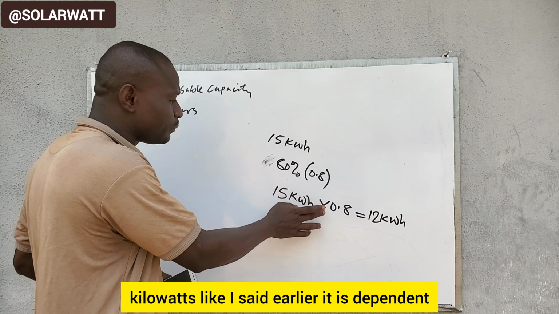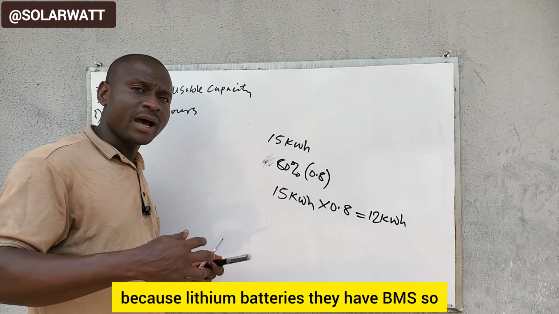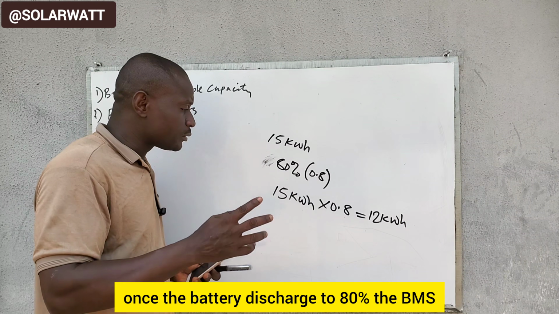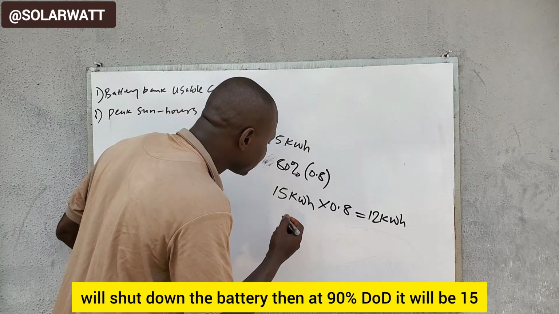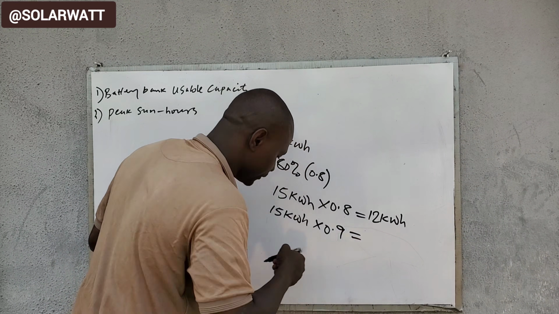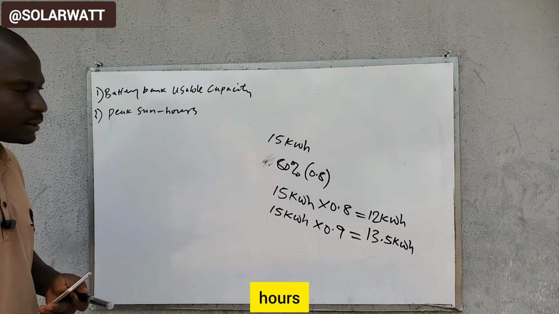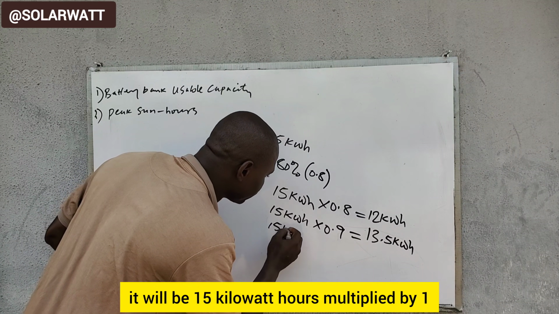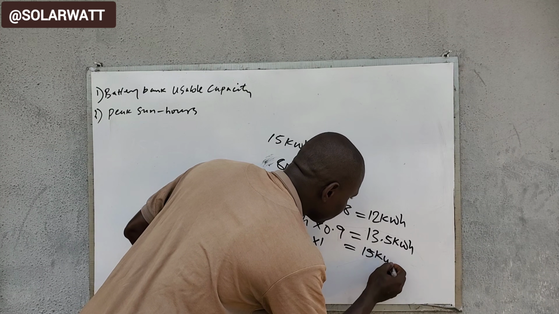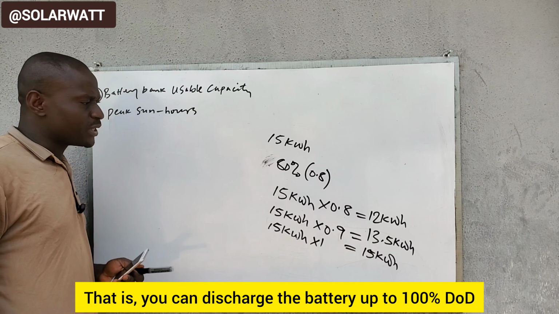Like I said earlier, it is dependent on the depth of discharge, the DOD of the battery, because lithium batteries have BMS. So once the battery discharges to 80%, the BMS will shut down the battery. Then at 90% DOD, it will be 15 kilowatt hours multiplied by 0.9. This will be 13.5 kilowatt hours. Then at 100% DOD, it will be 15 kilowatt hours multiplied by 1, which is the same as 15 kilowatt hours. That is, you can discharge the battery up to 100% DOD.